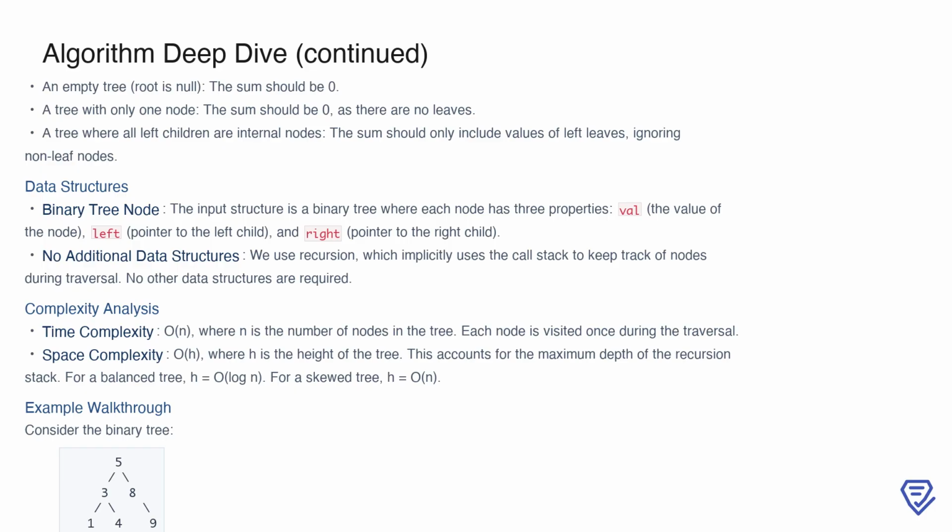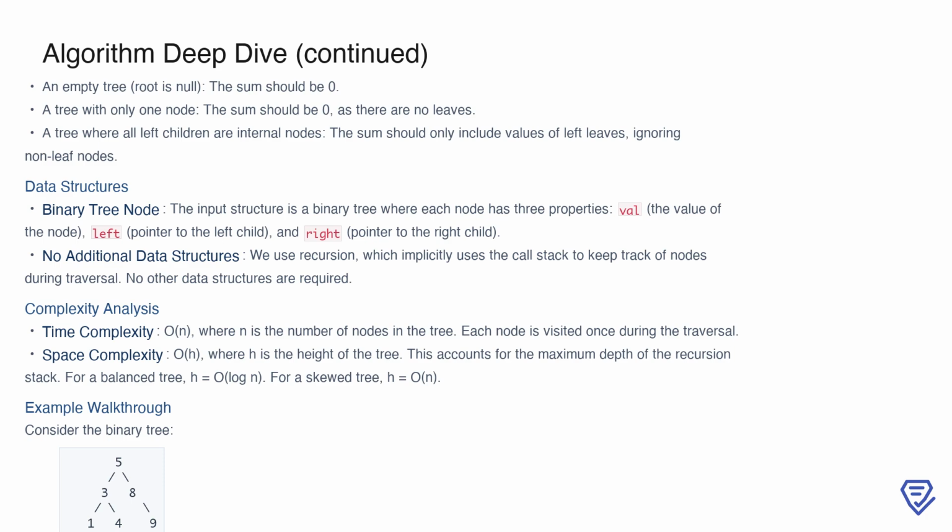Structurally, the binary tree is the primary data structure, where each node has a value, and pointers to its left and right children. The recursion itself uses the call stack to keep track of nodes during traversal, so no additional data structures are needed. Analyzing the algorithm's efficiency, the time complexity is O(n), as each node is visited exactly once. The space complexity is determined by the recursion stack, which depends on the tree's height.